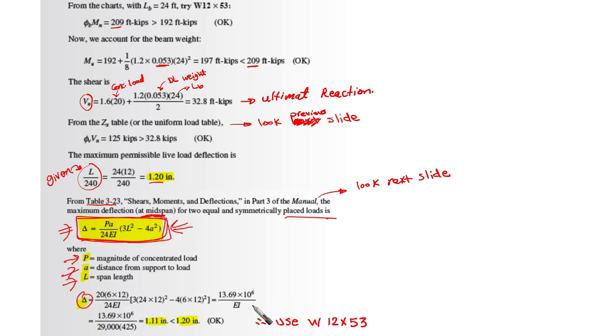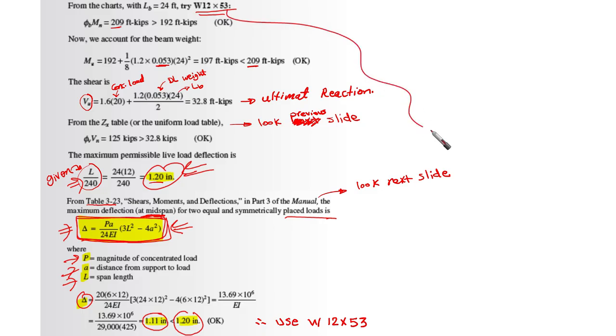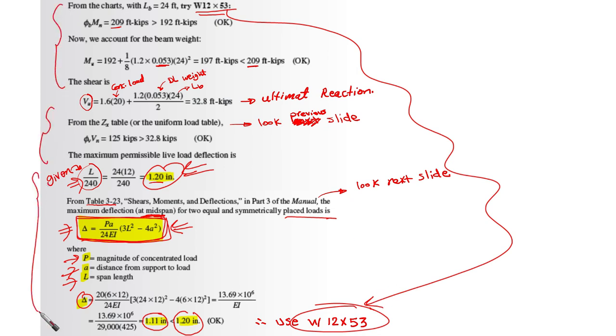You can go with this long equation, and at the end the result is 1.1 inch, which is less than 1.2, our limit as given in the example. This means that we are okay. Our assumption from the beginning is okay. We can use wide flange W12 by 53. It is going to be the most economic because it is the lightest, and it fulfills 3 different criteria for us, which are the flexure, shear, and deflection at the end.